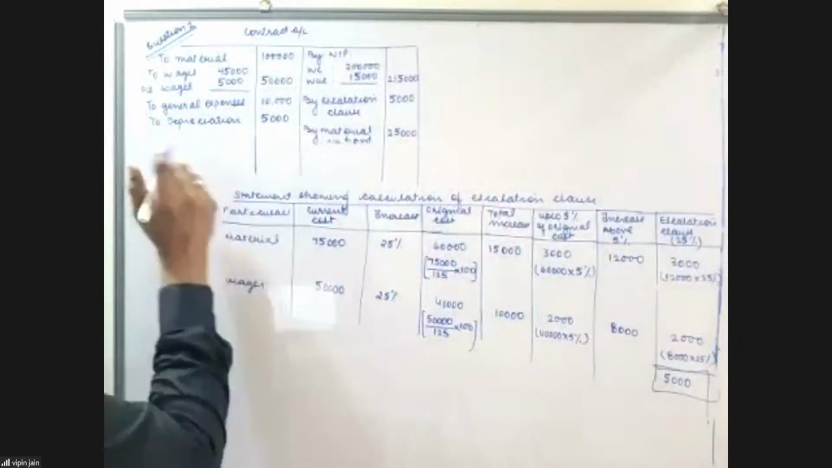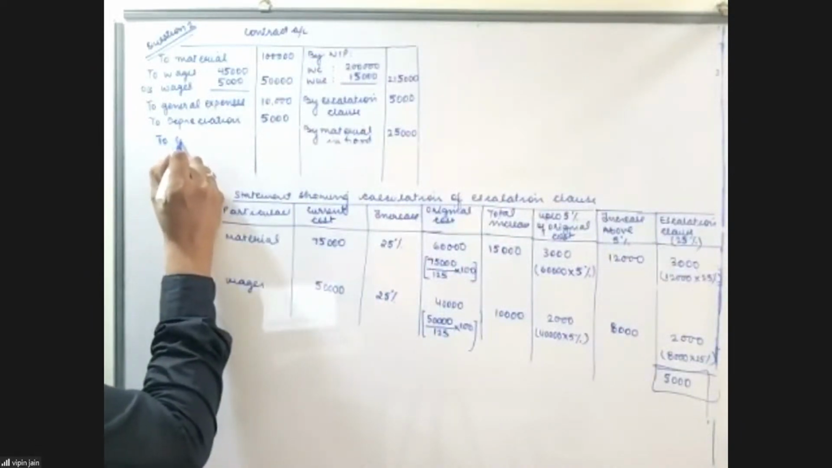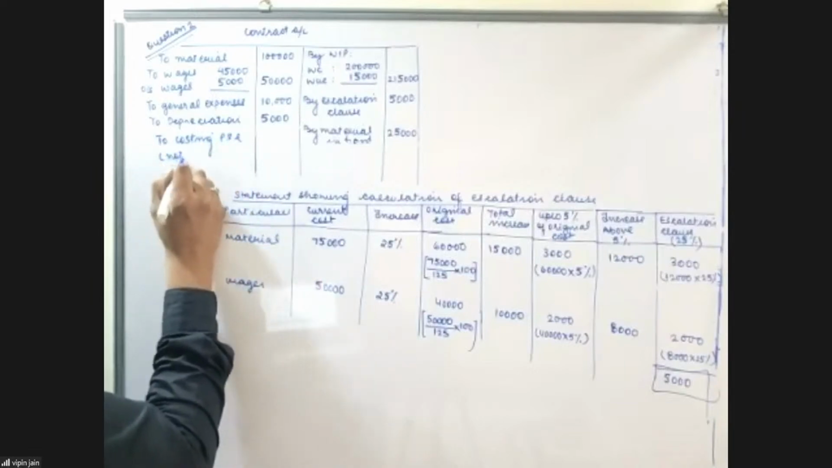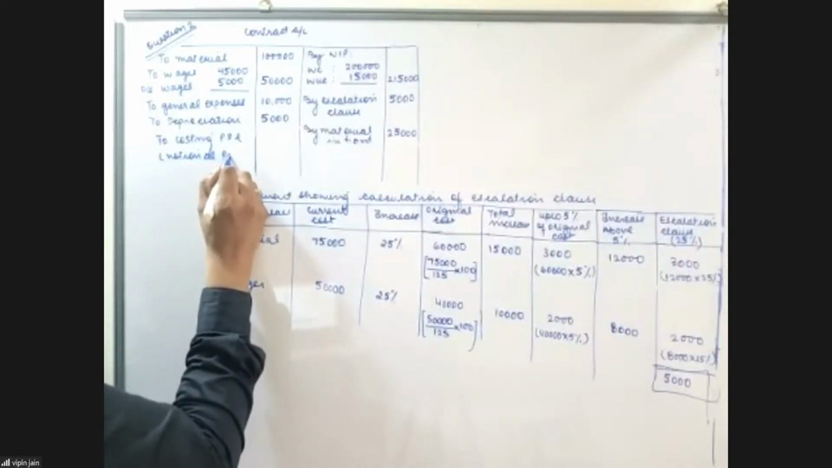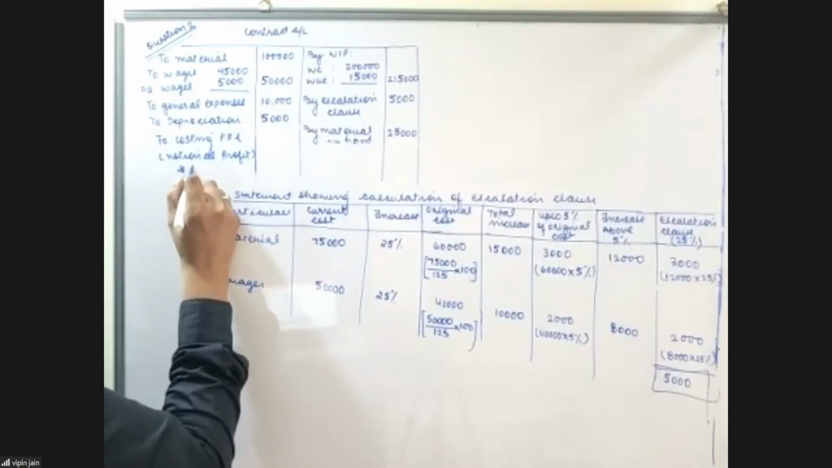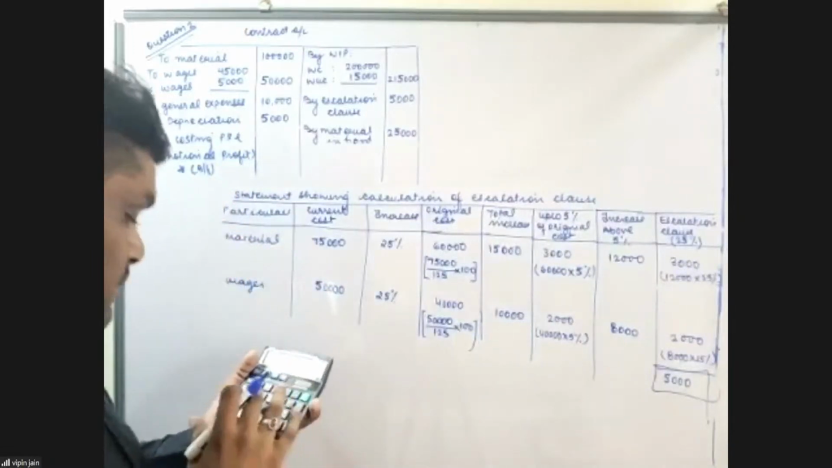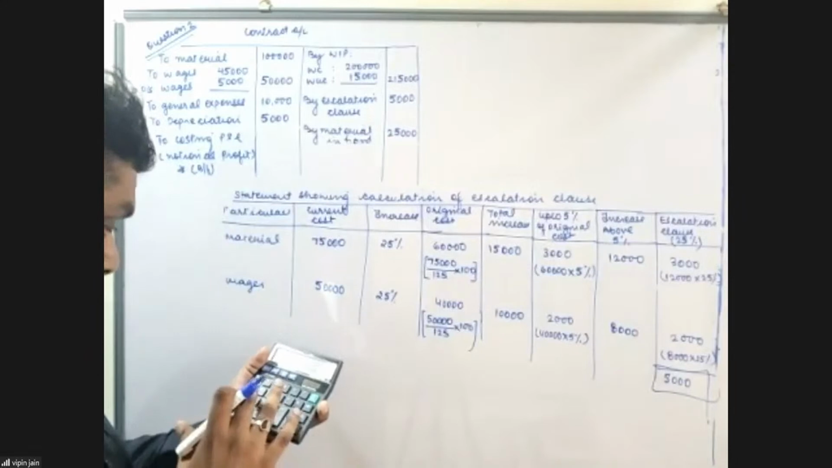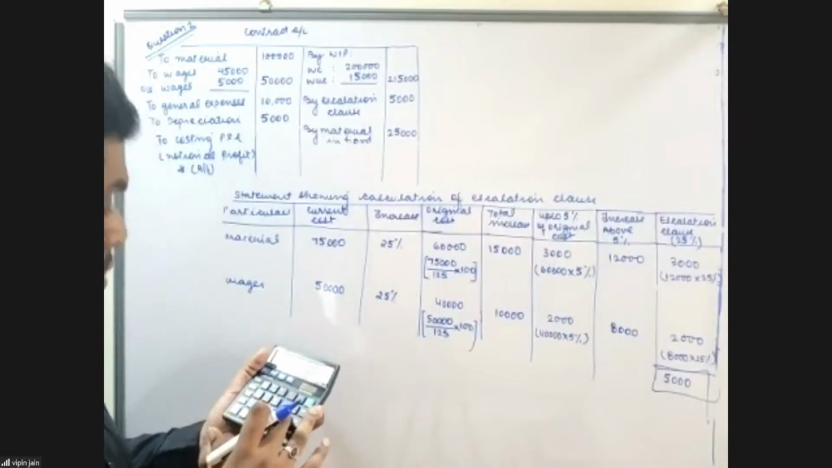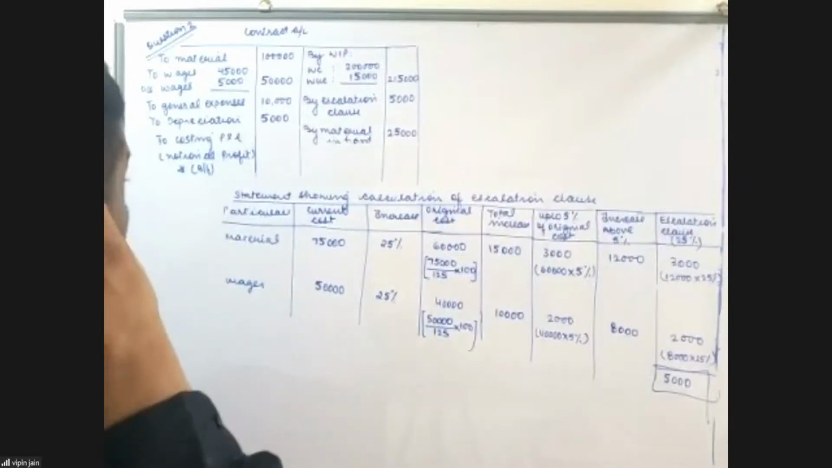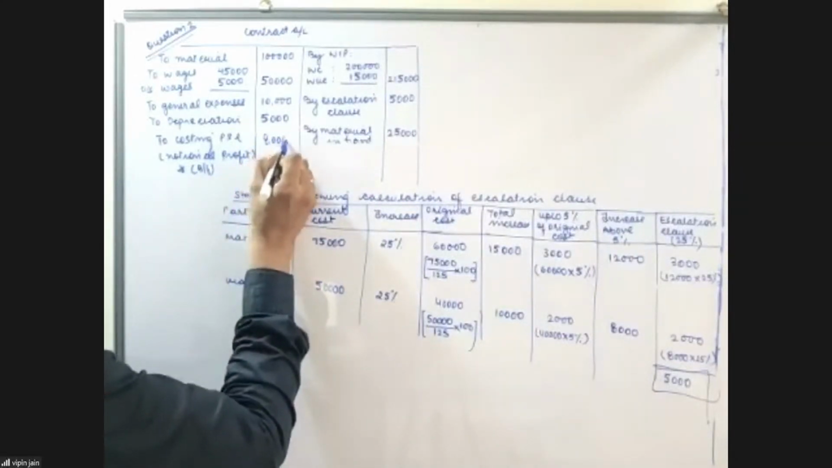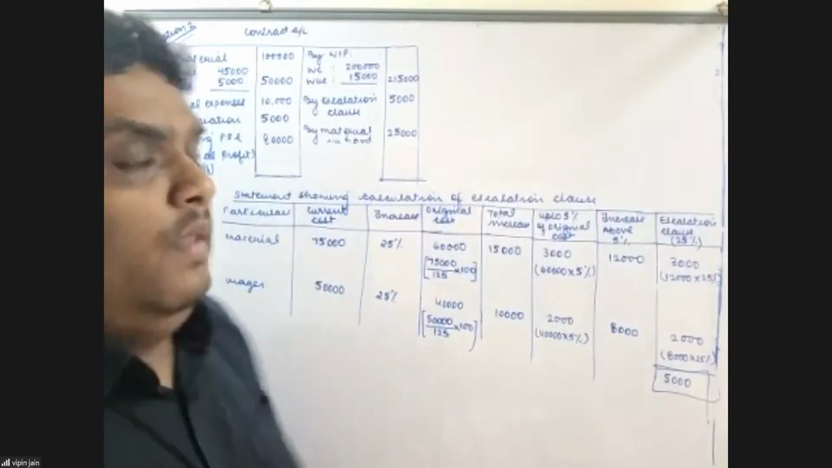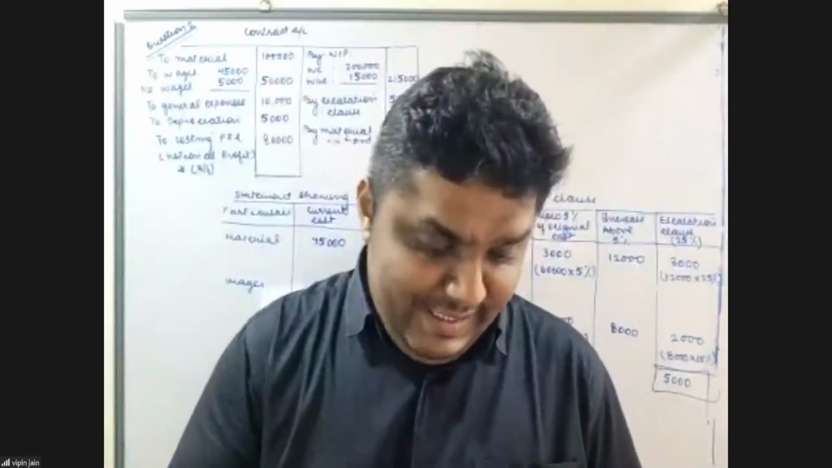So now we can easily calculate the costing P&L, that is the profit. So this is the way you have to calculate the escalation clause in this question.